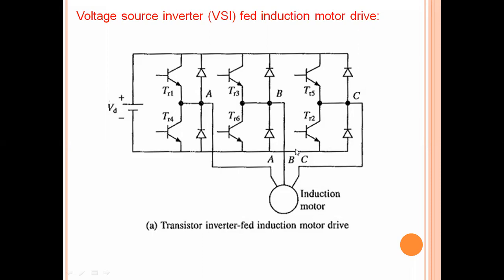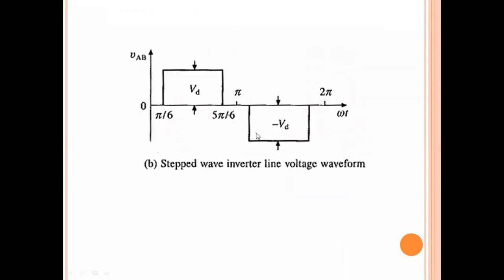So VSI fed induction motor drive can be operated in two different modes. Either we operate it as a stepped wave inverter, that is the first case, and the second case is PWM control. Let's see case one, which is the stepped wave inverter. In the previous class, we have seen the stepped wave inverter waveform also. So this is the stepped wave inverter waveform for a given time period.